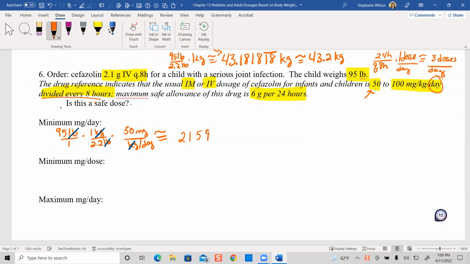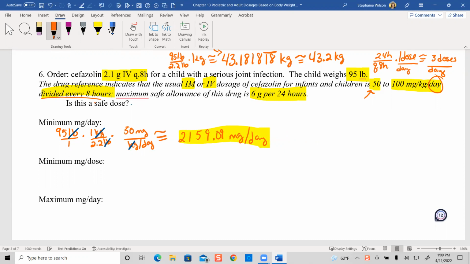2159. I'm going to round to the nearest tenths, 0.1 milligrams per day. I may ask you to round to the nearest hundredths. I believe I did in our software, so let's just do that. Because we're talking about milligrams, I said round to the nearest hundredths. So it's 0.09. Okay, so that is my minimum per day.